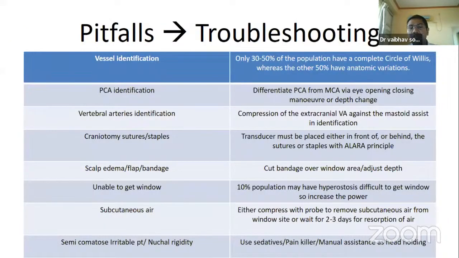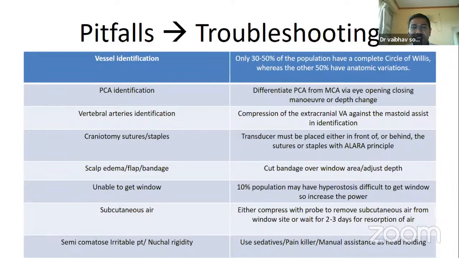Now, what are the pitfalls, shortcomings or problems that we face while performing the TCD, and what are the solutions or troubleshooting that we can do, which we gain via experience? Vessel identification. Only 30 to 50% of the population have the complete circle of Willis, whereas the other 50% have an anatomical variation. So we will definitely see some anatomical variation while performing the TCD, and accordingly we have to generate the report of the patient.